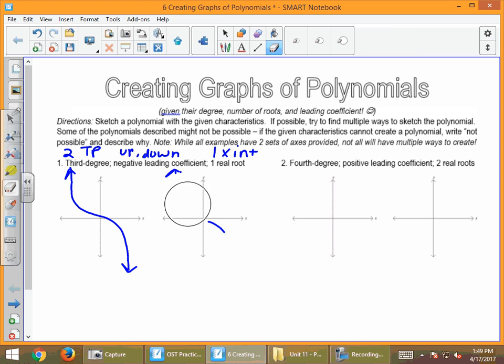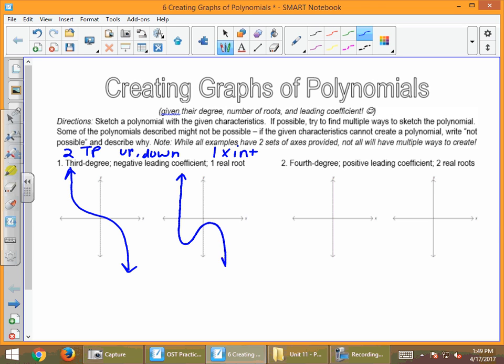So something along those lines where it starts pointing up, goes through, curves, something along those lines. But that little curve could have been above too. So there might be more than 2 ways. Something along those lines.